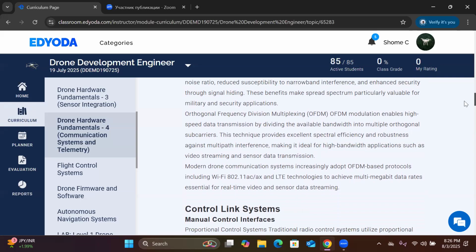Modern drone communication systems increasingly adopt orthogonal frequency division multiplexing based protocols, including Wi-Fi 802.11 AC/AX. This is the IEEE standard. So the IEEE Wi-Fi standard is 802.11 AC/AX, and LTE technologies, long-term evolution technologies, to achieve multi-megabit data rates essential for real-time video and sensor data streaming.